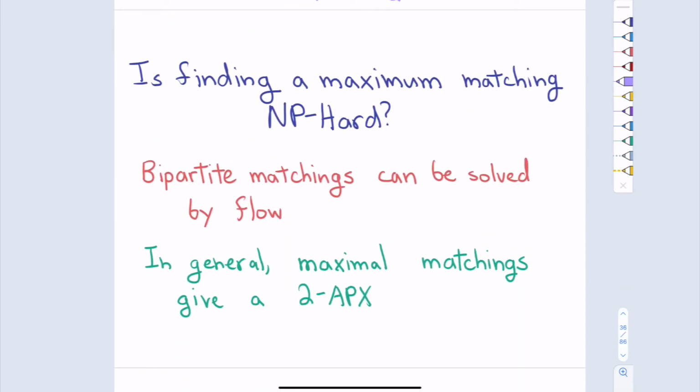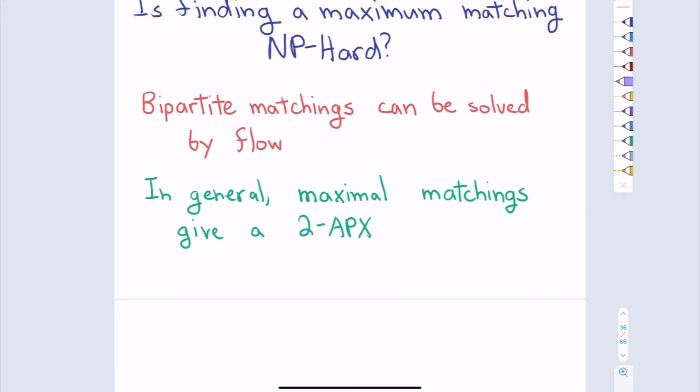All right, so maybe revising, going back to this question, is finding a maximum matching NP hard? We have one more observation: maybe maximal matchings aren't necessarily maximum, but they always get you at least 50% of a maximum matching. I don't know if that helps or hurts the argument. Okay, that's interesting.